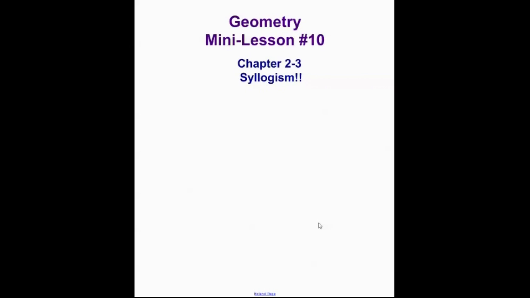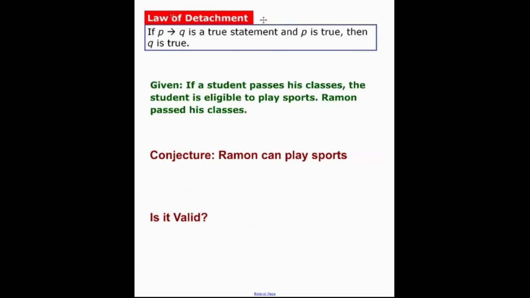All right, mini lesson number 10, Law of Syllogism. This is going to be fairly quick because I'm going to explain a lot more of this on Friday. Let's go ahead and get started. I've got to do a pre-definition, a very important concept, before I talk about syllogism. That is called the law of detachment. And that's kind of common sense as well.